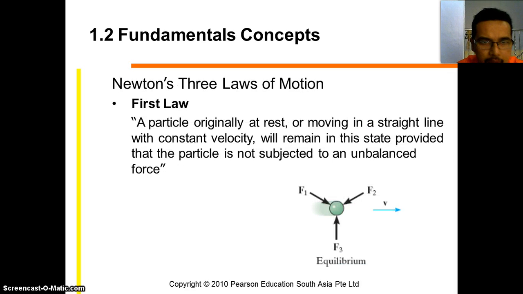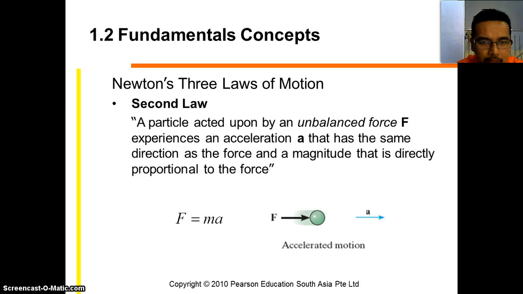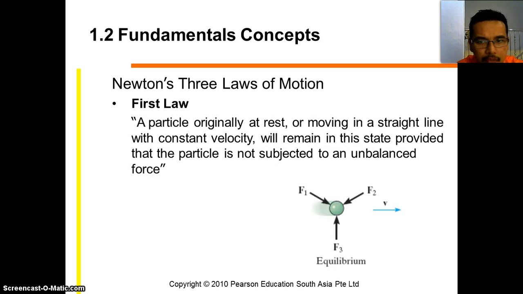Okay, we have Newton's three laws: the first law, second law, and third law. The first law is just a recap of what we learned in physics last time. There are two concepts. When the object is at rest, it remains at rest. Or if the object is moving at a constant velocity, it remains at a constant velocity. But if the object is at rest and we apply a force on it, the object will move. If the object has a constant velocity, the acceleration is zero.